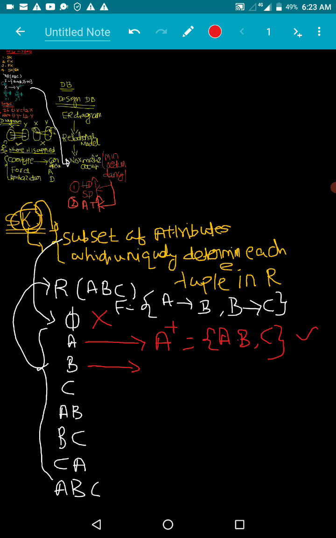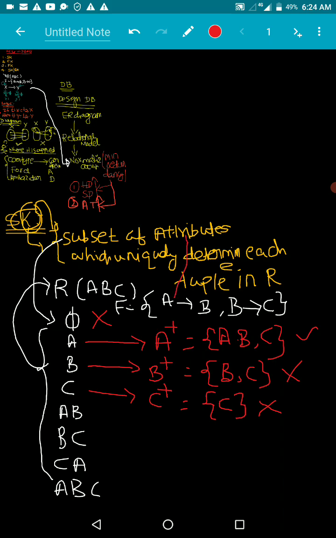B is a subset. How to check whether B is a super key or not? Take the attribute closure of B. The closure of B will be determined as B, C only. This set does not contain A, so B can never be a super key. And C: take the closure of C. C closure only determines C. Therefore, C can never be a super key.